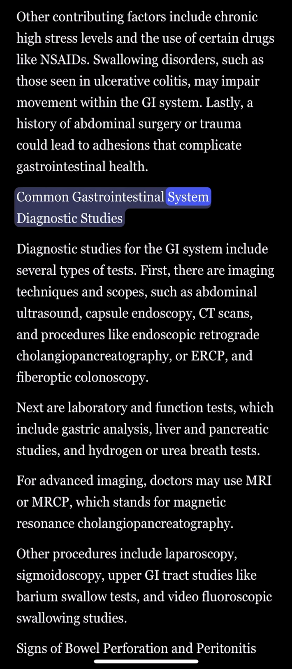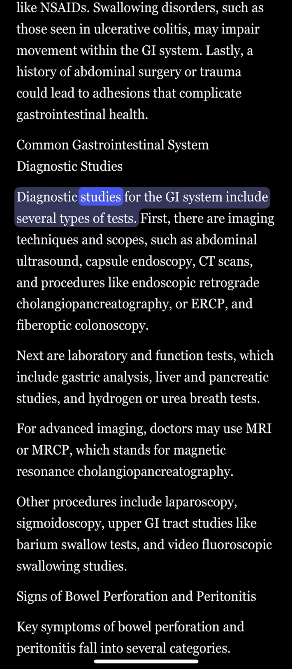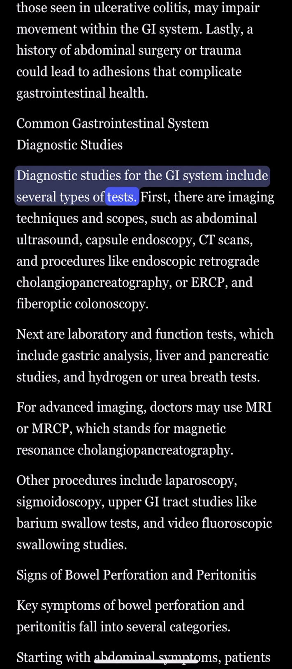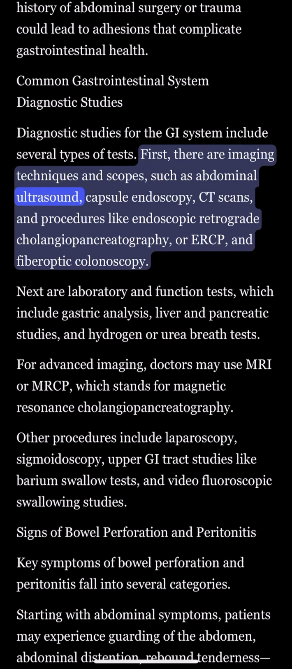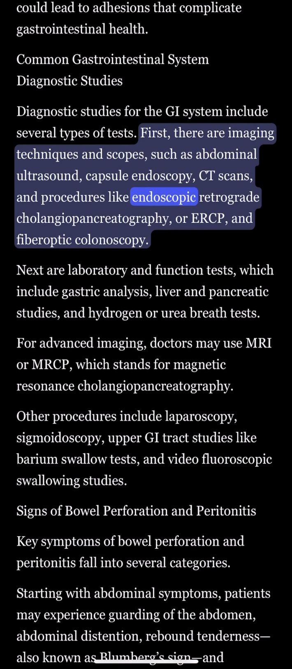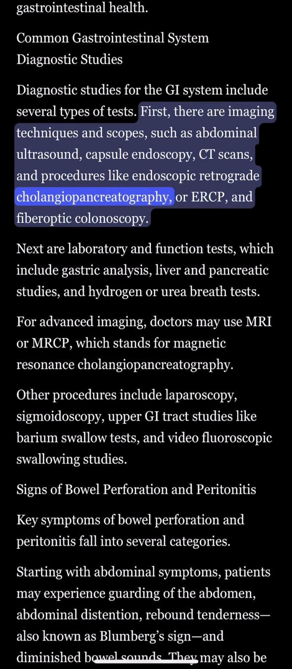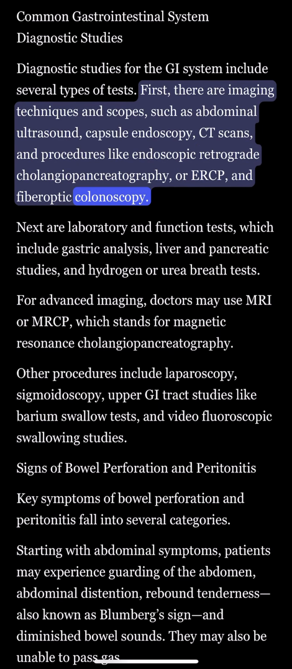Common gastrointestinal system diagnostic studies. Diagnostic studies for the GI system include several types of tests. First, there are imaging techniques and scopes, such as abdominal ultrasound, capsule endoscopy, CT scans, and procedures like endoscopic retrograde cholangiopancreatography, or ERCP, and fiber optic colonoscopy.